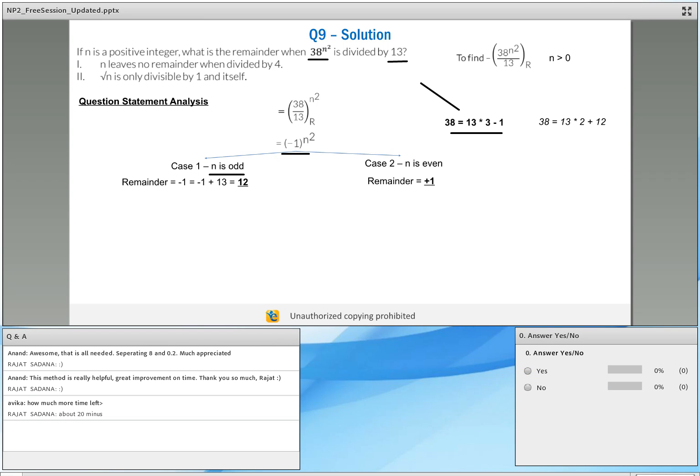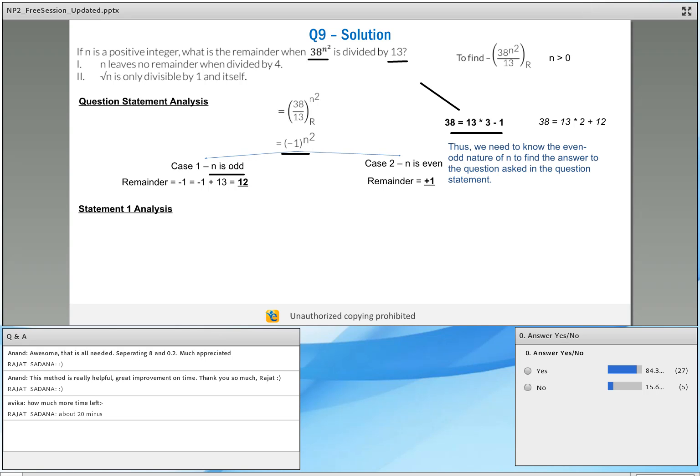How many of you are with me right now? All right, close to 90% of you. Those of you who are not with me right now, all we are doing is applying the concept of negative remainders. So post this session, download the PDF, go through the concept of negative remainders, and you will get it. Spend just 30 minutes on this. That's all that I would ask from you.